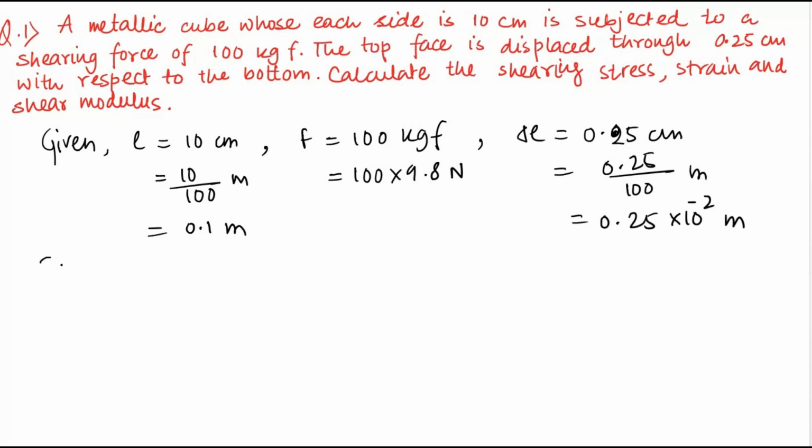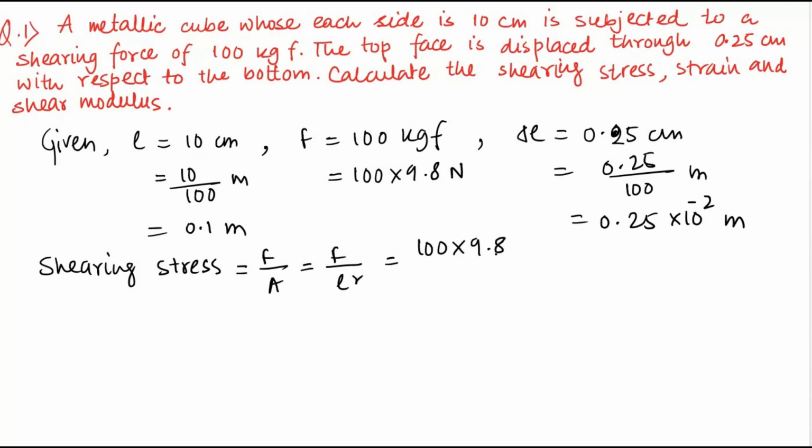So first, shearing stress, which is equal to force upon area, and here the area is L square. So force is 100 into 9.8 Newton divided by L square, 0.1 square, which is equal to 9.8 into 10 to the power 4 Newton per meter square. Then shearing strain.